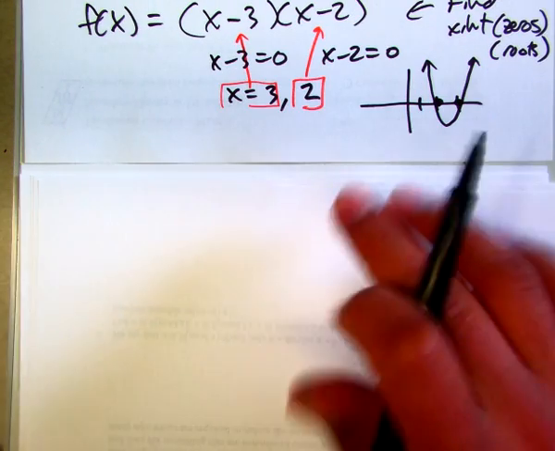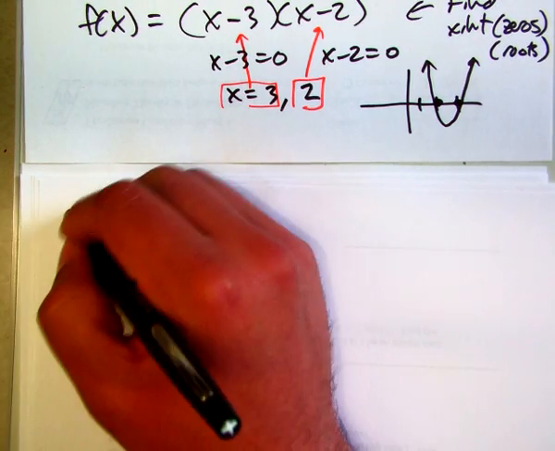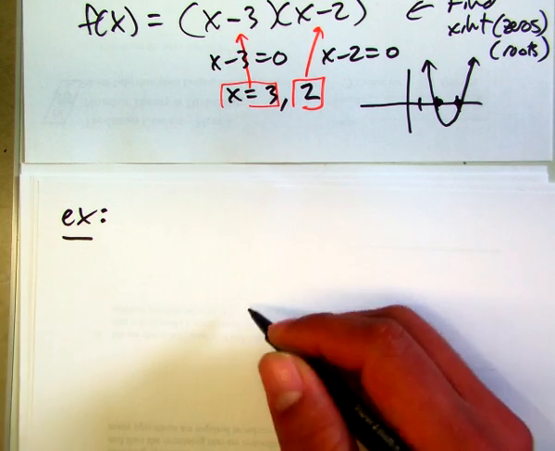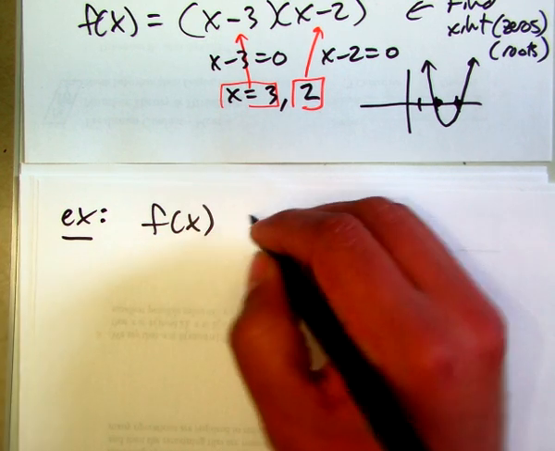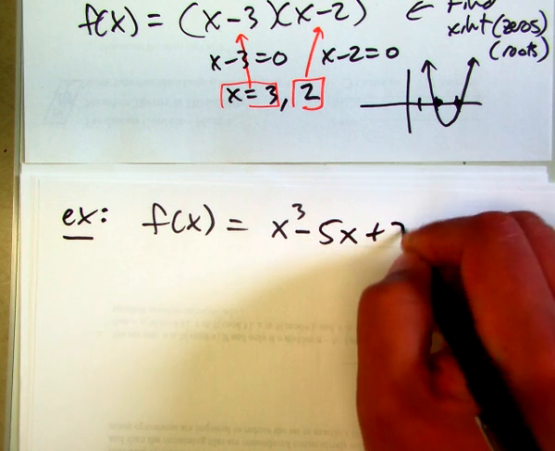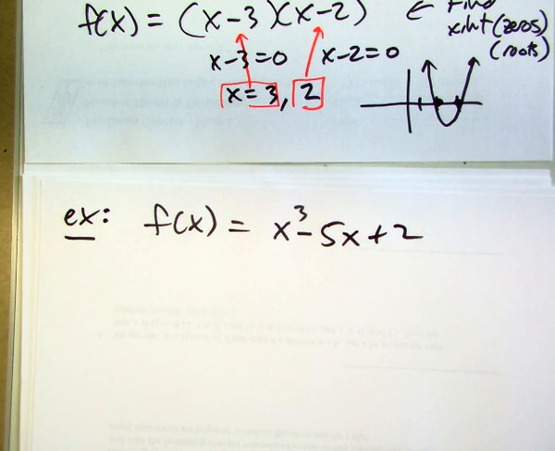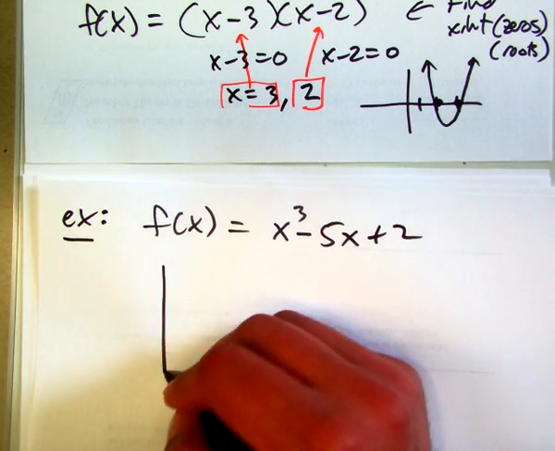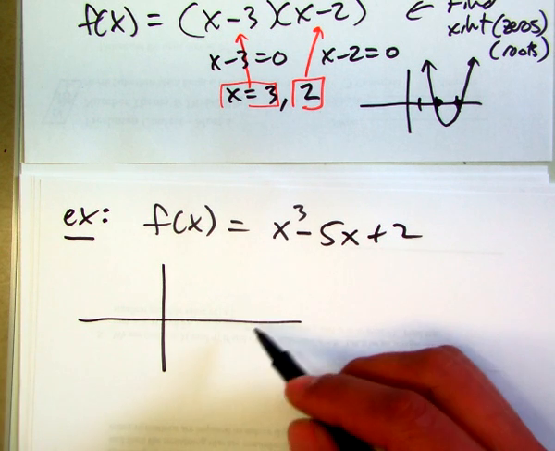So here's a quick example. Let's say f of x equals x cubed minus 5x plus 2. And we have the graph, and it looks something like this.